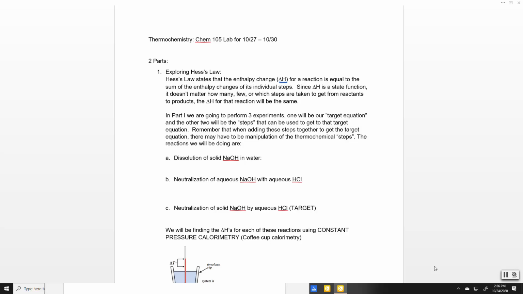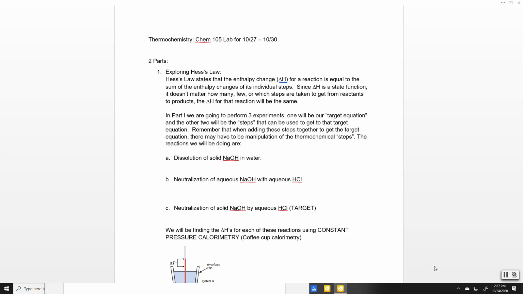There are going to be two sections to today's lab. The first one is exploring Hess's law. Hess's law simply states that the enthalpy change for a reaction is equal to the sum of the enthalpy changes for its individual steps. Now, delta H is a state function, which means it doesn't matter how you get there. What matters is where you start and where you finish, that actual change in enthalpy.